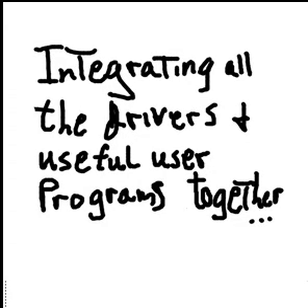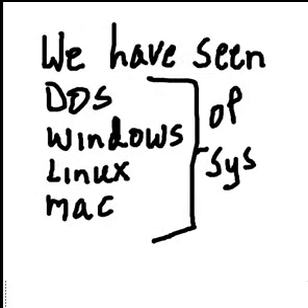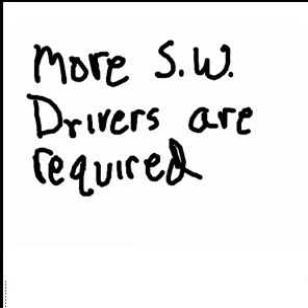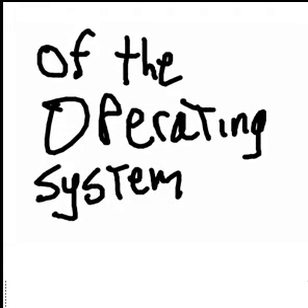Integrating all the drivers and useful user programs together into a single cohesive whole is the operating system. We have seen DOS, Windows, Linux, and Mac operating systems since the late 70s and early 80s. As more hardware is added and updated, more software drivers are required, further adding to the complexity. Complexity of what? Of the operating system.